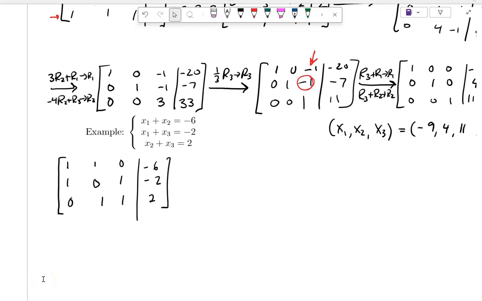Okay, get a 1 on the upper left. We need to do anything. No. Next step is to do what? Get zeros below it, all right? Remember, it's always get a 1, get zeros, get a 1, get zeros, right? It's alternating back and forth.